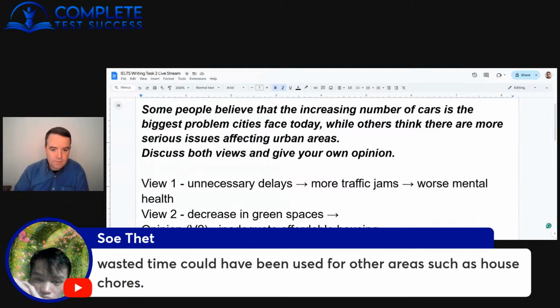So it says wasted time could have been used for other areas such as house chores. Yeah, it's quite a specific thing to say it could have been used for house chores. The time that's lost could have been used for anything. It could be just for sitting down and relaxing. It could be used for watching TV. Could be used for house chores. Could be used for studying. It doesn't really matter. So try to stay with something that would apply to more people, rather than just thinking of one thing you could do if you had more time.